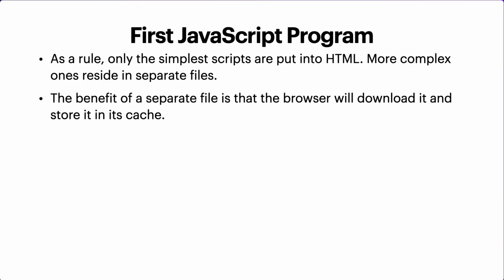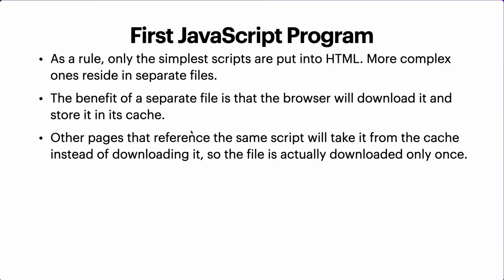The benefit of a separate file is that the browser will download it and store it in its cache. So if you have written the code in separate files, then the browser will download it once, and across all of your HTML pages, it will load the cached one. It will do it automatically for you. Other pages that reference the same script will take it from the cache instead of downloading it, so the file is actually downloaded only once. That reduces traffic and makes the pages faster.